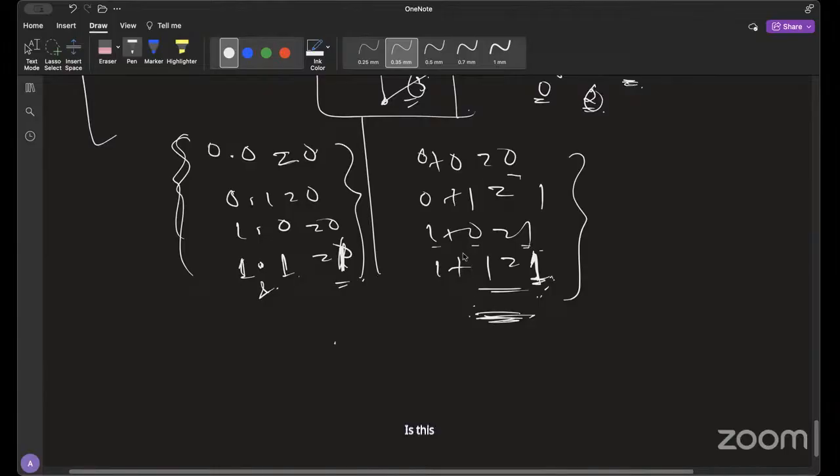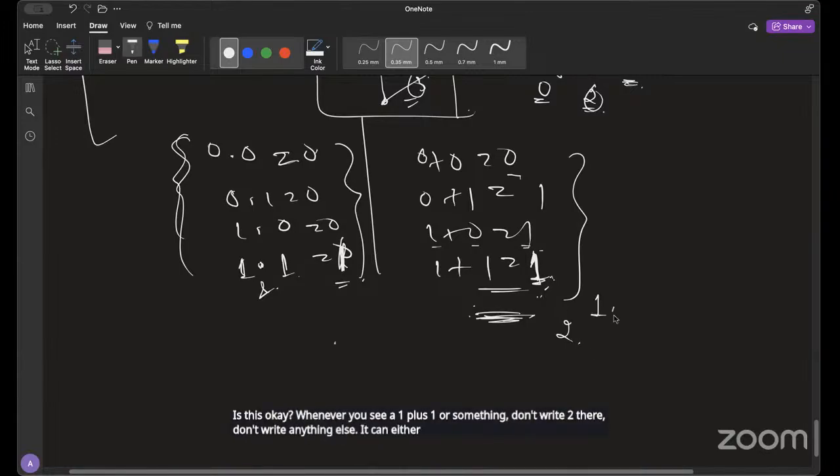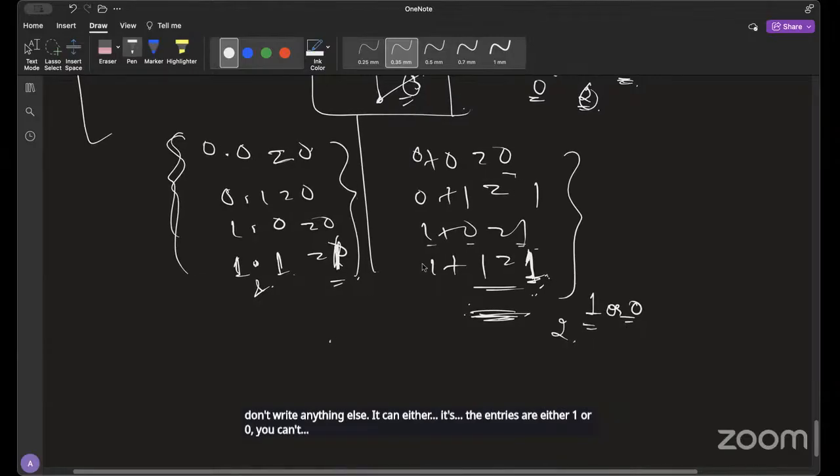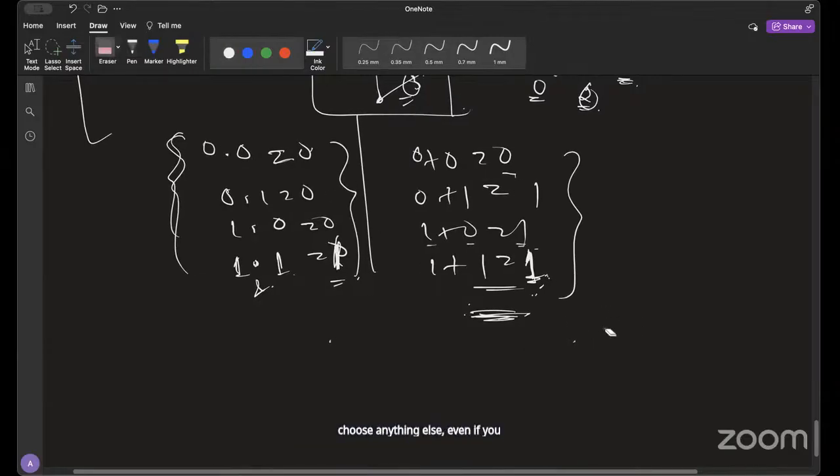Is this okay? So whenever you see a 1 plus 1 or something, don't write 2 there. Don't write anything else. The entries are either 1 or 0. You can't choose anything else. Even if you get something else, you will get these things. That's the algebra that you have to follow.